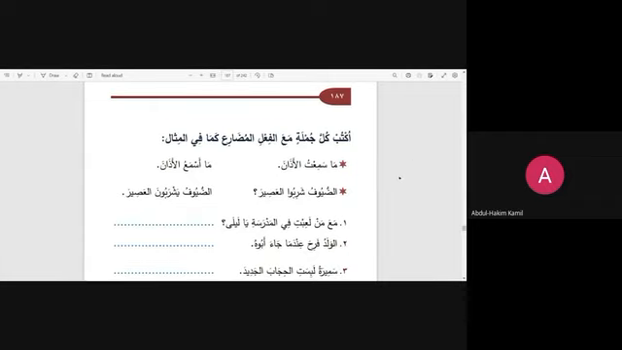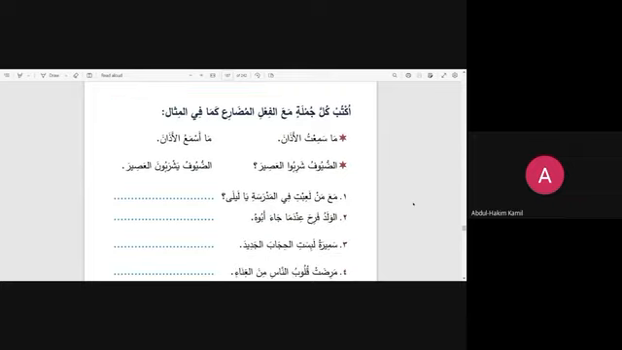So everybody's going to read two sentences. You're going to read the ماضي and you're going to read the مضارع. عندك يا داود. مع من لعبت في المدرسة يا ليلى؟ مع من تلعب في المدرسة يا ليلى؟ الولد فرح عندما جاء أبوه. الولد يفرح عندما يجيء أبوه. Yes, that's good.